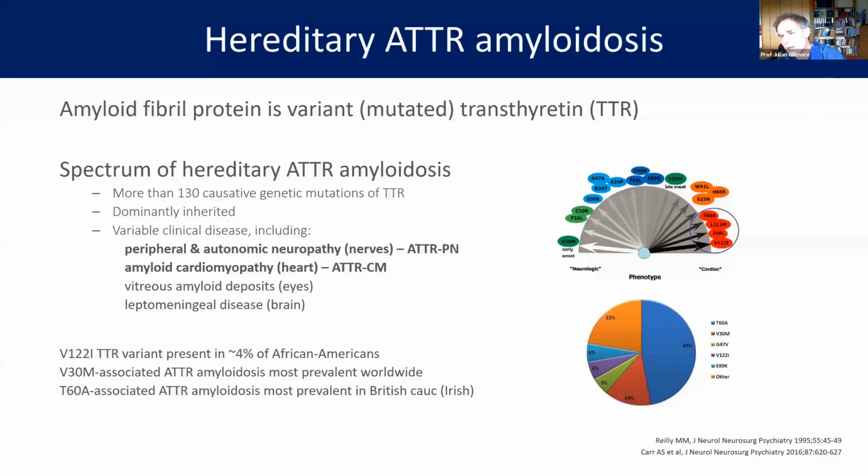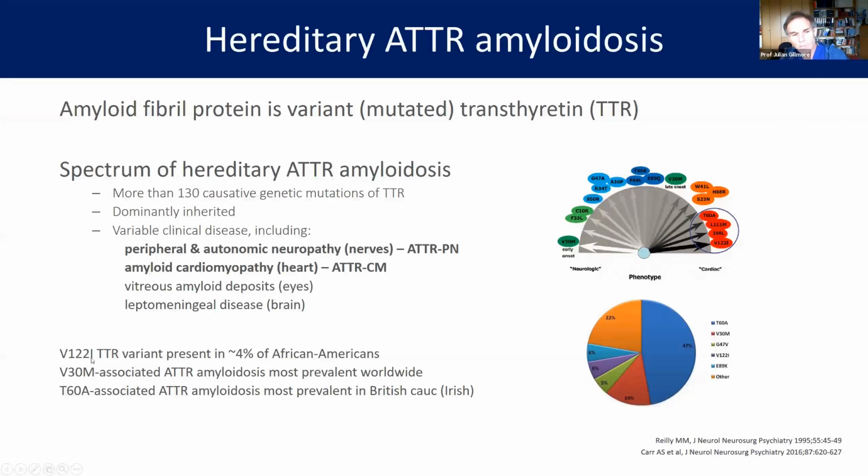And I saw a question today about why does the phenotype, why does the disease vary in different individuals from the same family? Why can one family member present with neuropathy and another family member present with cardiomyopathy? That is not unusual, in that different members of the same family can have, one can have a more aggressive heart disease and the other one can have a more aggressive nerve disease. But essentially, most of these 130 mutations can affect both the nerves and the heart.